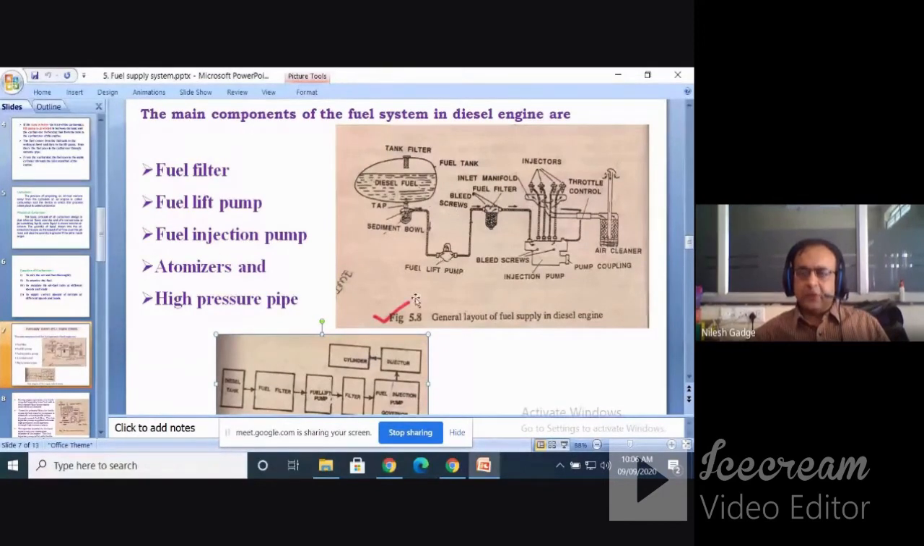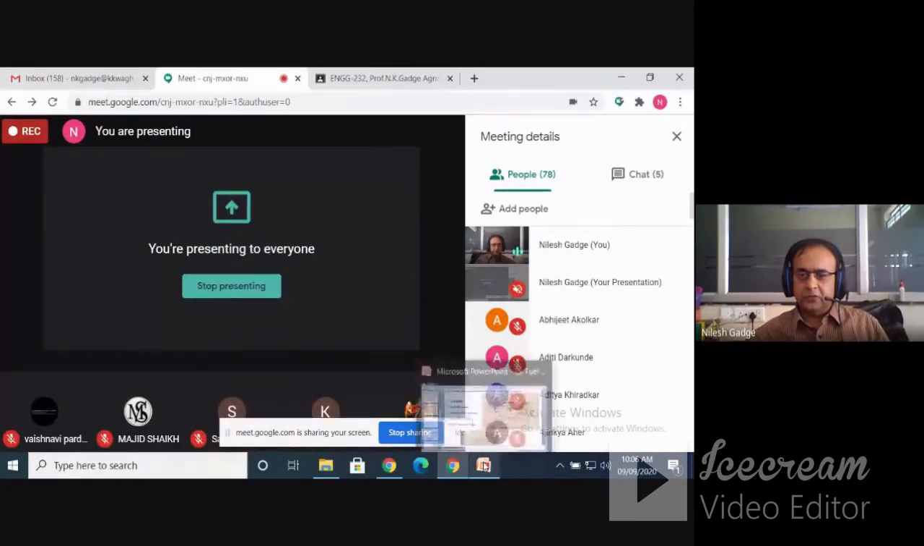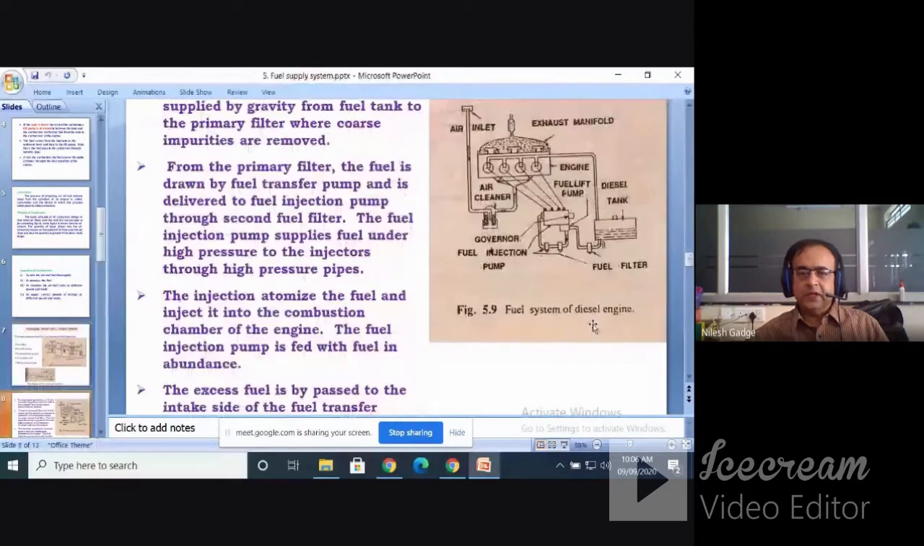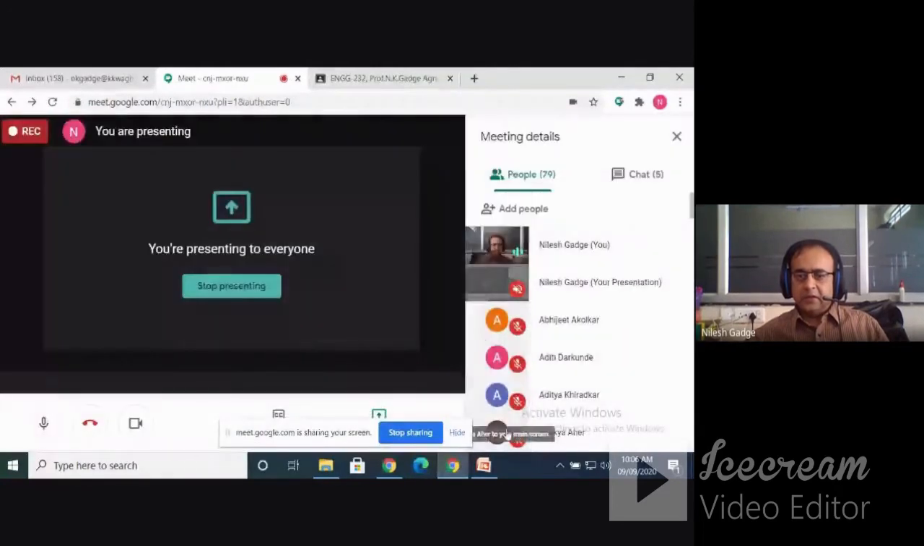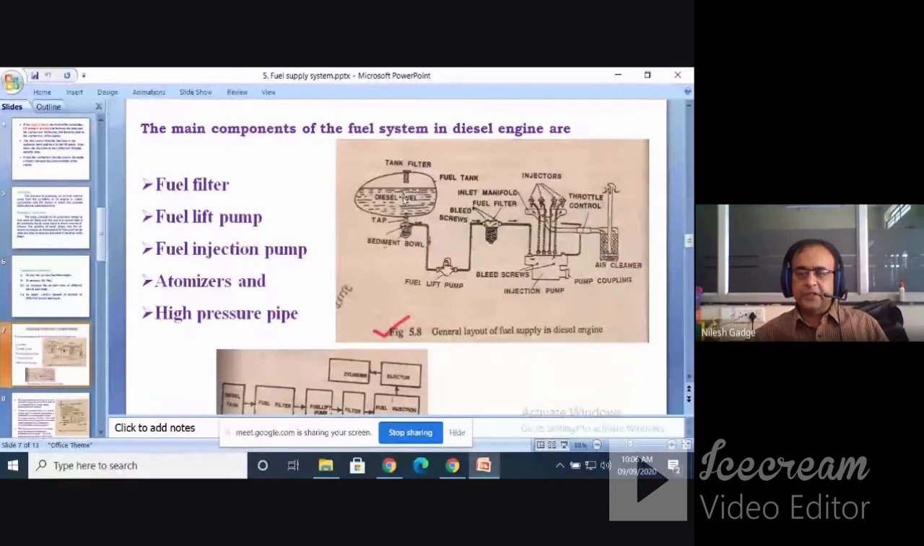But first of all, we will see the components again from the figure. There are two different figures. The first is the flow diagram, which I have already told you, and this is the general layout of the fuel supply system. And then again there is another fuel supply system of the diesel engine. So I will explain these two figures as well as some theory on that. So this is the diesel tank.